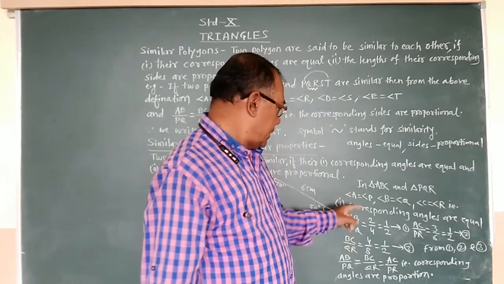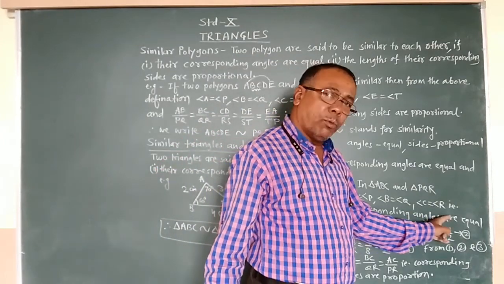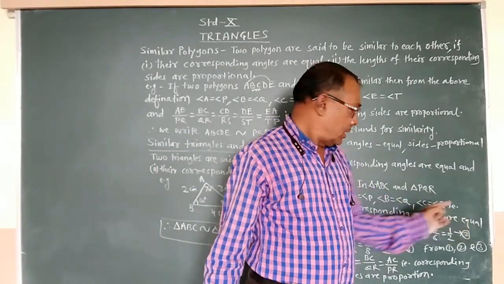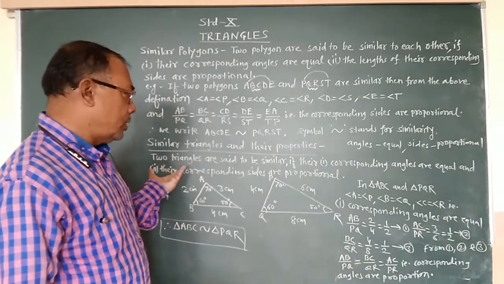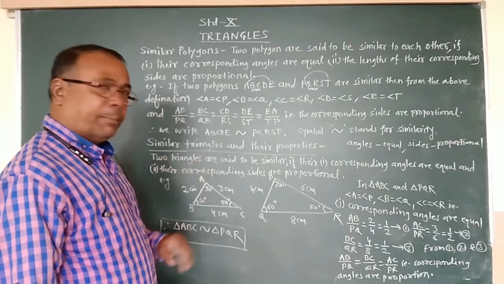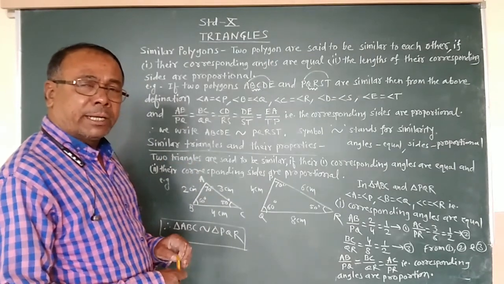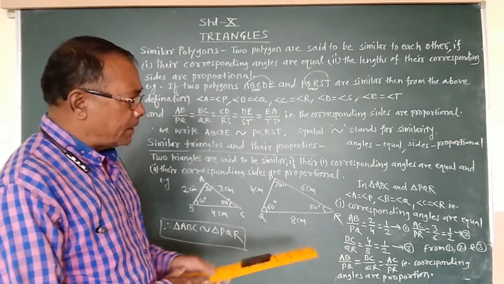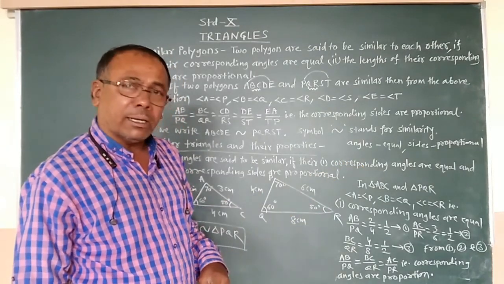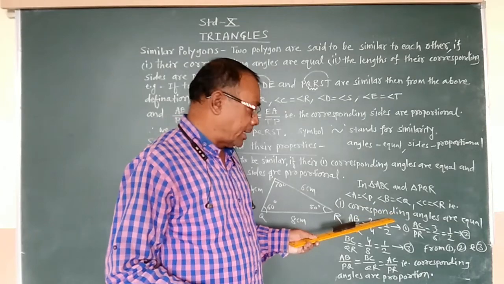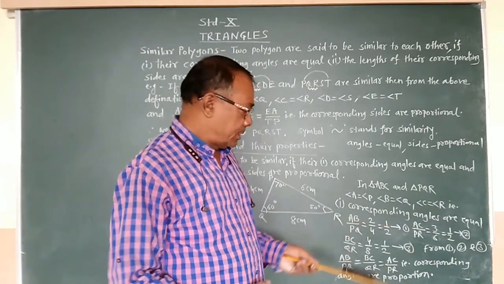So it is seen that the corresponding angles of both the triangles are equal. So the first condition is satisfied here. We have seen the definition of similar triangles, and in that definition the first condition was that the corresponding angles are equal. So the first condition is satisfied.